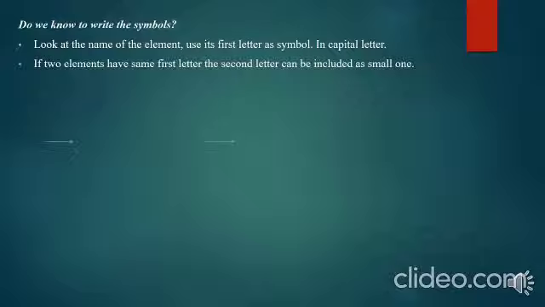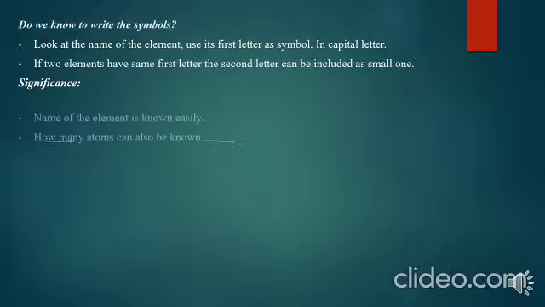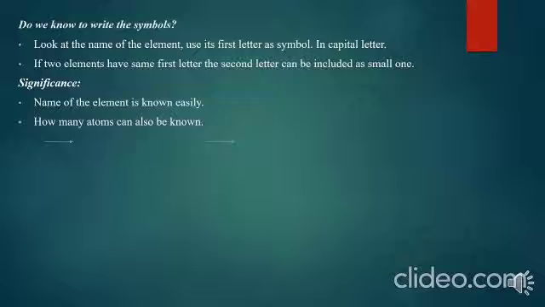Now what is the significance of this? What is this system of symbols telling us? With this system, the name of the element can be found out easily. So when I say Na, you can say it is sodium. When I say K, you say it is potassium. So the first significance is that the name of the element is known easily.